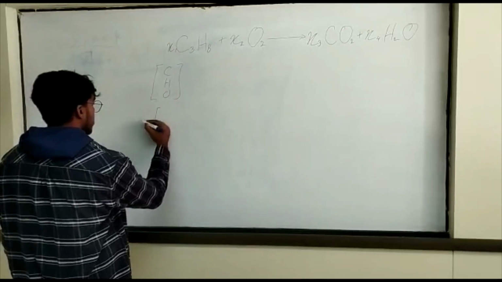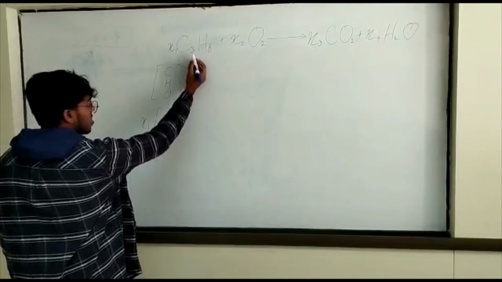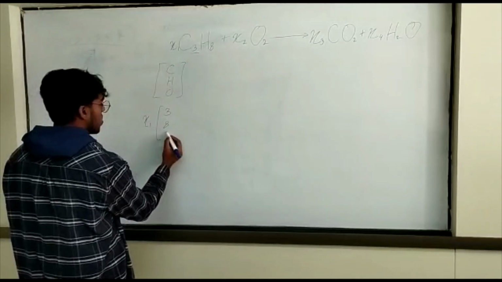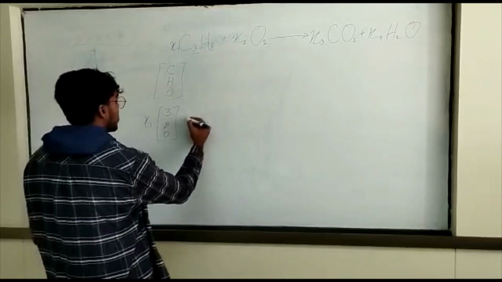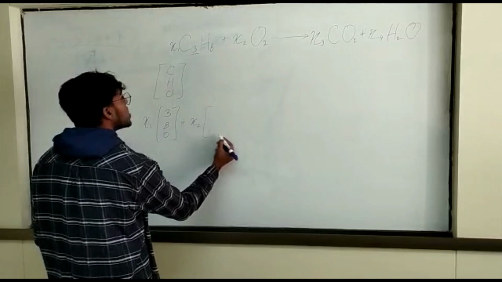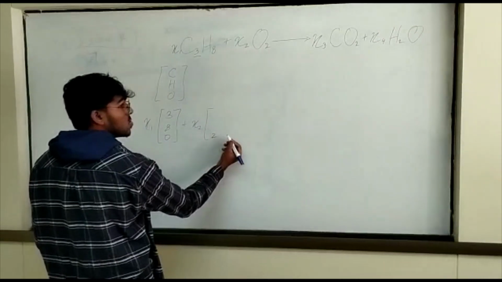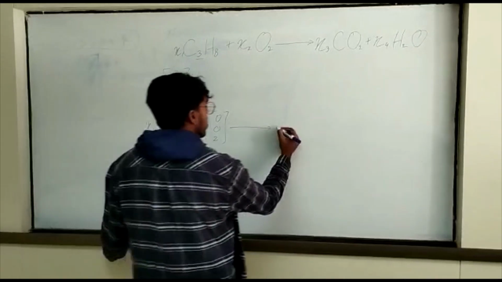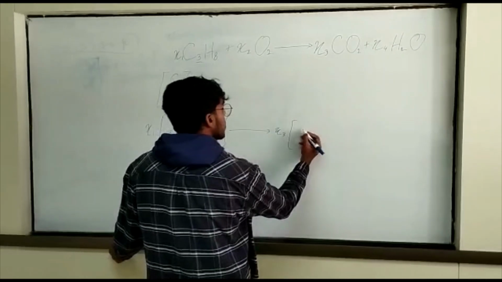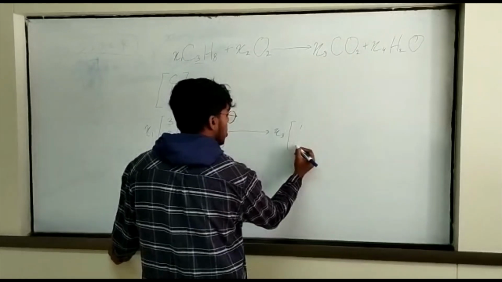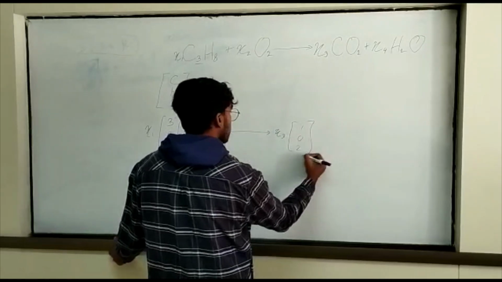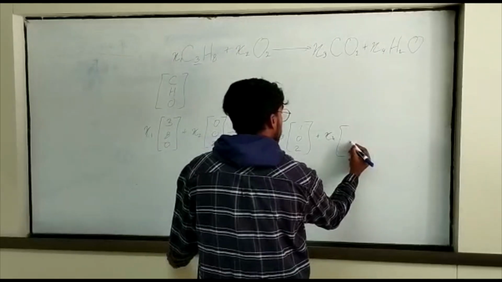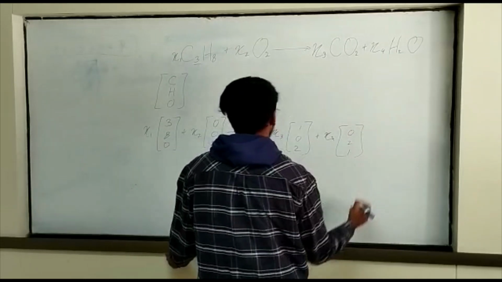Now representing it like this, x1 will be the coefficient, C key value 3, H key value 8, and there is no O over here for x1, so we're going to put 0 here. For the second one, x2 coefficient, there's only O2 here, so we're going to put 2 in the place of O and then 0 above. And then the reactants, x3 coefficient, carbon is 1, oxygen is 2, and then there's no hydrogen, so 0, plus x4, H is 2, O is 1, and then no carbon.